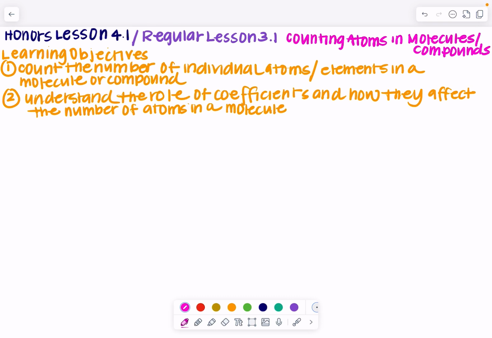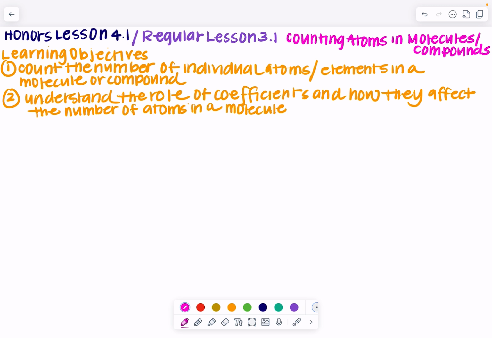Hi, welcome to lesson 4.1 for the honors class, or lesson 3.1 for the regular chem class. We're basically just going to be counting atoms today. We're going to be looking at chemical formulas and then adding a couple of things as we go along. It's a really short, really simple lesson.